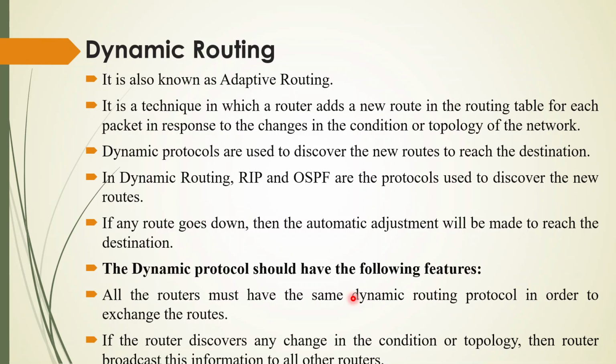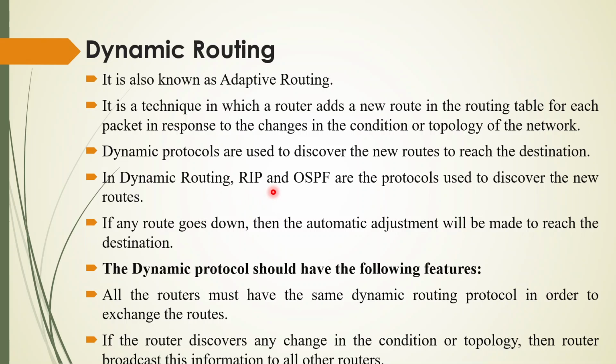Dynamic routing is also known as adaptive routing. It is a technique in which the router adds a new route in the routing table for each packet in response to changes in the condition or topology of the network. So here the router comes into the picture. In this technique, the router will add the routes. Dynamic protocols are used to discover the new routes to reach the destinations.